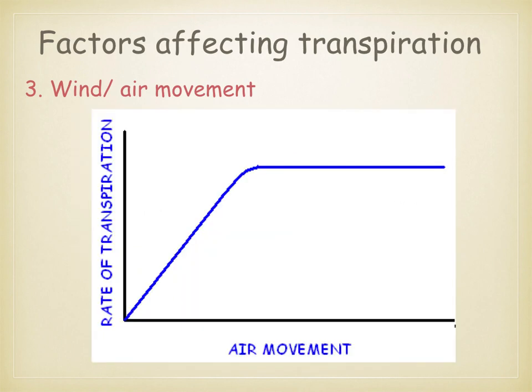If you were to draw the graph of rate of transpiration against the air movement, remember that air movement will go on the x-axis. So as air movement increases, the rate of transpiration will increase until it reaches a maximum. At this point, so where the graph starts to plateau, all the stomata are losing water as fast as possible.